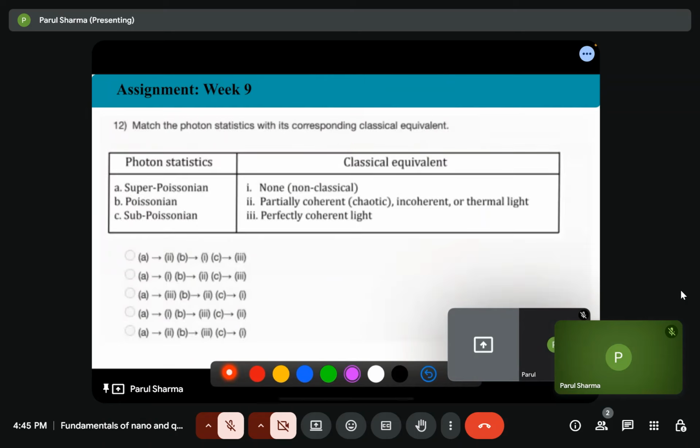The next question is match the photon statistic with its corresponding classical equivalent. So super Poissonian is non-classical light. So A is 1.